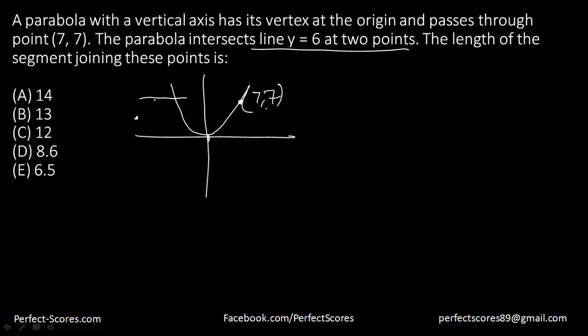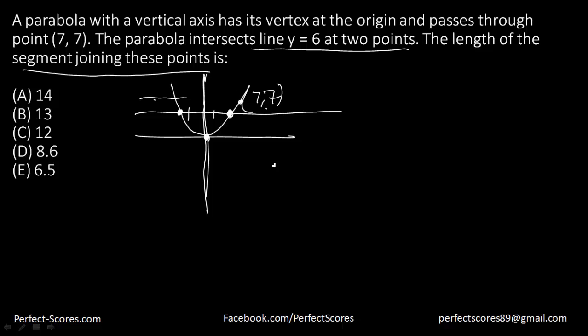So it passes through y is equal to 6 at two different points. The length of the line segment joining these points. So he wants the length from here all the way till here. Now, as you know, since the vertex is at the origin, the y-axis cuts the graph into two equal parts. That means this is equal to this. Fine. And the point 7 comma 7 is actually on the graph.